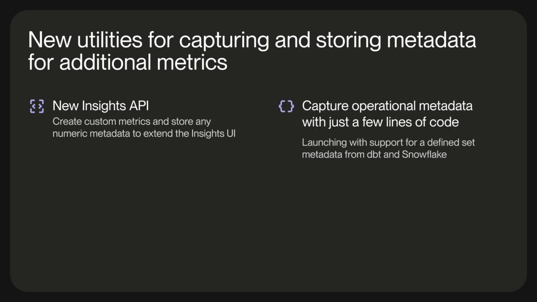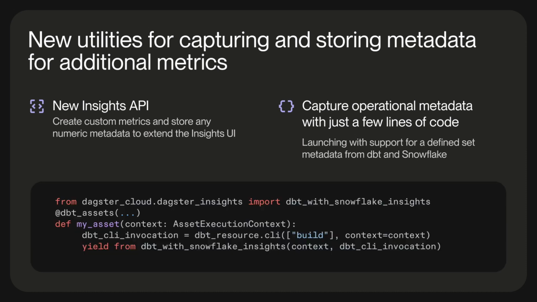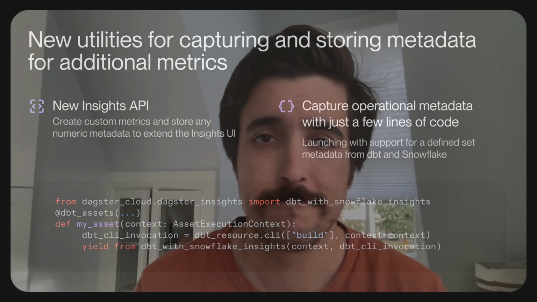We've also added capabilities to the Dagster Cloud package that make it possible to retrieve this information from pipelines at runtime by changing just a few lines of code. Out of the box, we're providing tooling for easily capturing a defined set of metadata coming from dbt and Snowflake, but we'll soon be opening this up for capturing both predefined and arbitrary metadata from any downstream system.